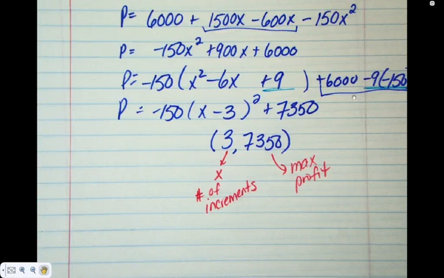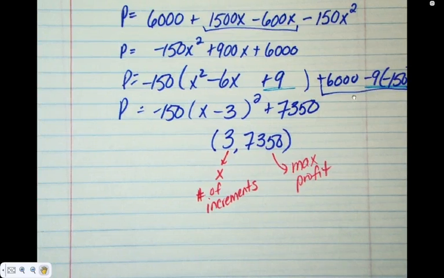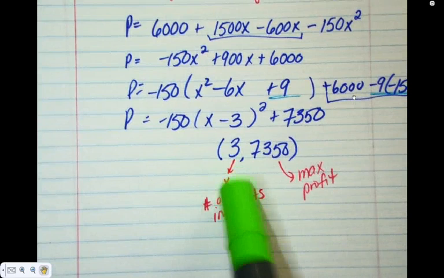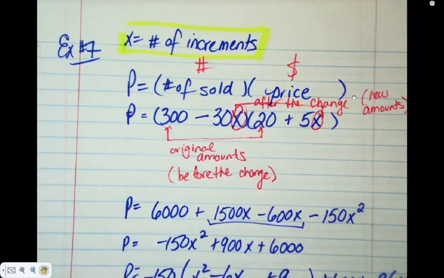Okay, let's answer the question. What did the question ask us? And what's the profit, and what else did it ask? What price is what it wants. The price is not 3. That's not what this represents. What does this represent? The number of times we increase the price by $5.